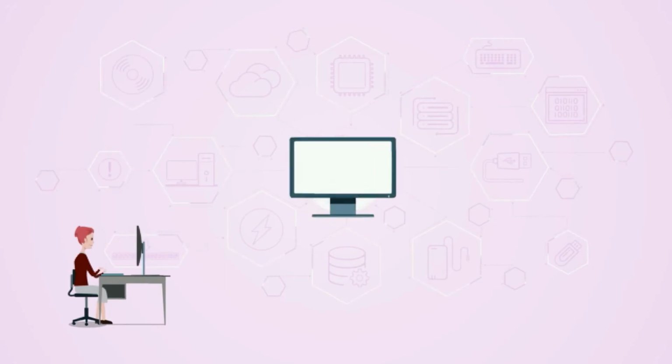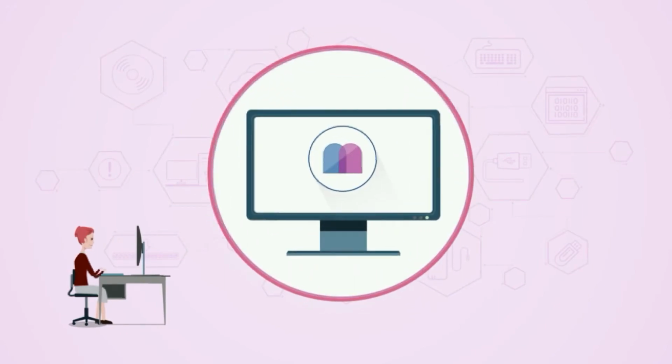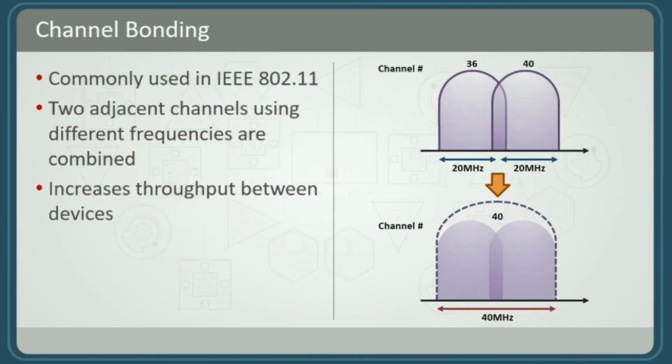Now, in this presentation, we'll take a look at what's known as channel bonding, and this is commonly used in IEEE 802.11 or wireless communications, and is the process of taking two adjacent channels using different frequencies and combining them. This, of course, increases the overall throughput between those devices.